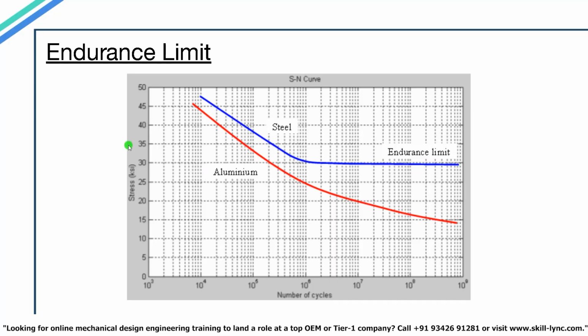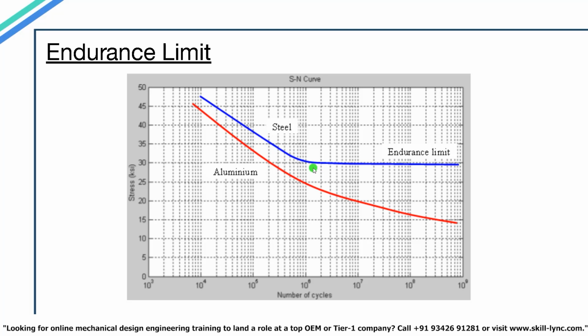So for this, let's say here we have the SN curve for steel, and here we have the SN curve for aluminium. We can notice that the SN curve of aluminium does not flatten out, whereas the SN curve for steel starts to flatten out at a stress value of around 30 ksi.